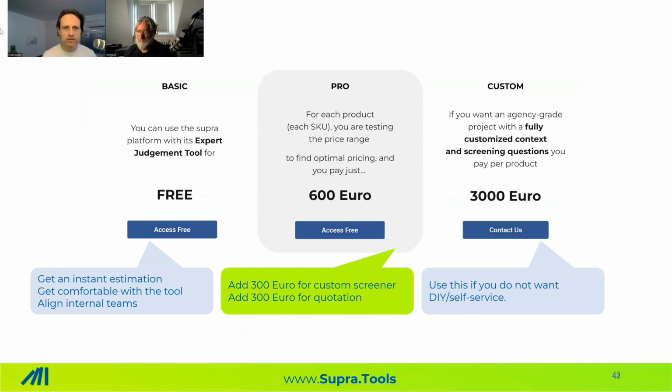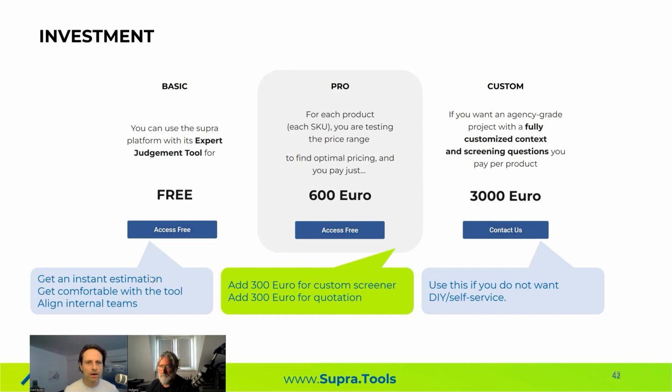So there is this price package, which is basic, means you can use even the expert judgment tool for free. So you can put your own expert judgment in it to get an instant estimation where the optimal price might be.